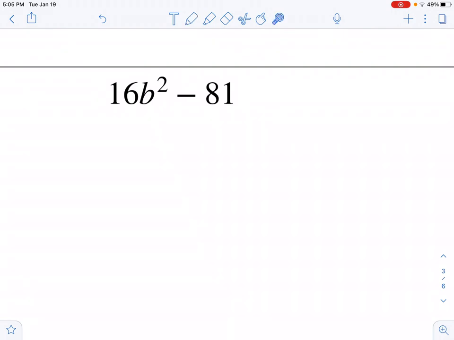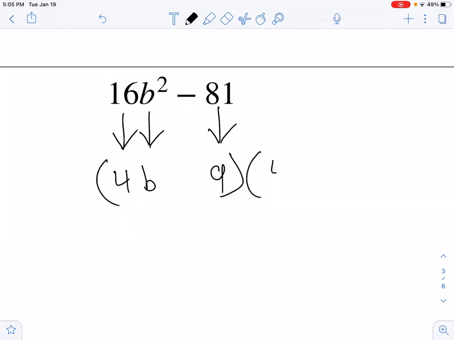Okay. Difference of squares, no greatest common factors. Square root of 16 is 4. Square root of b squared is b. Square root of 81 is 9. And I need one that's plus and one that's minus. Beautiful, right?